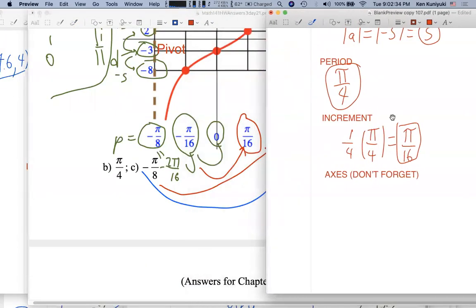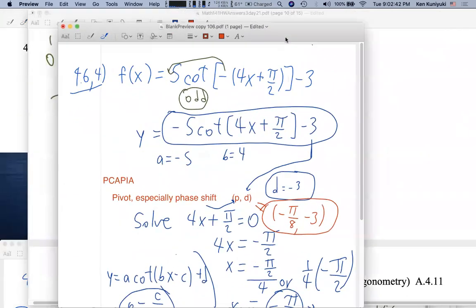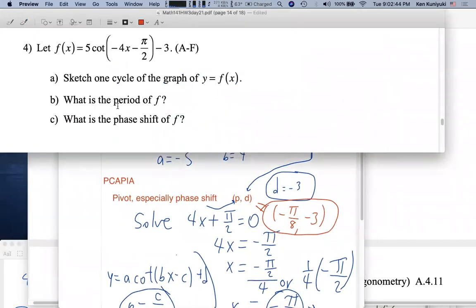There are 3 reasons why we care about the period. So you can get the increment, so you can check if you wish, and to answer my homework problem. I think I asked for that, right? What's the period? It's the answer to B. The period is pi over 4. That's the answer to B.